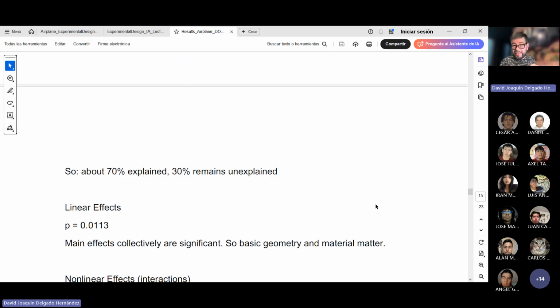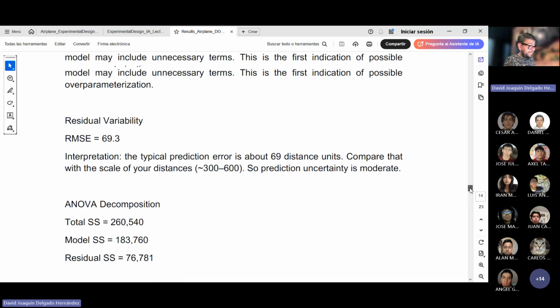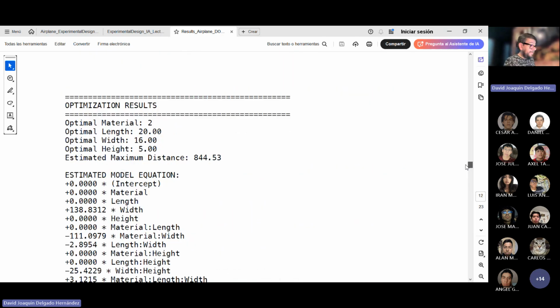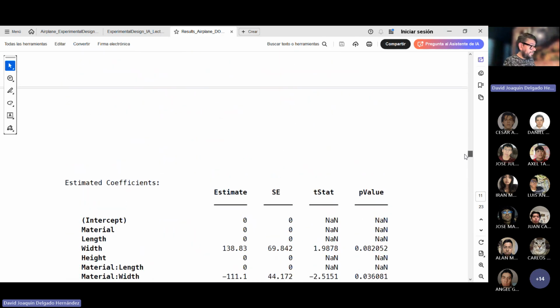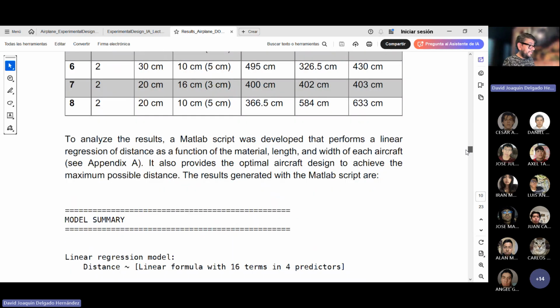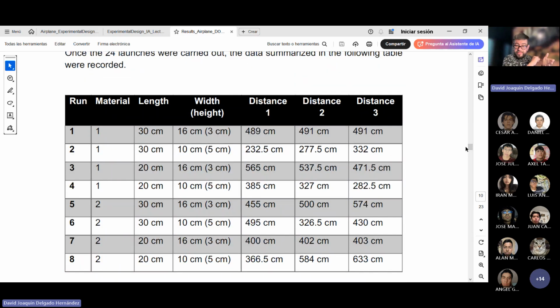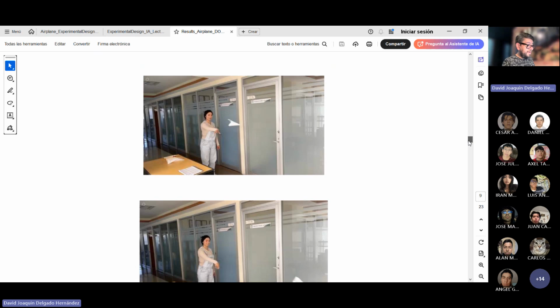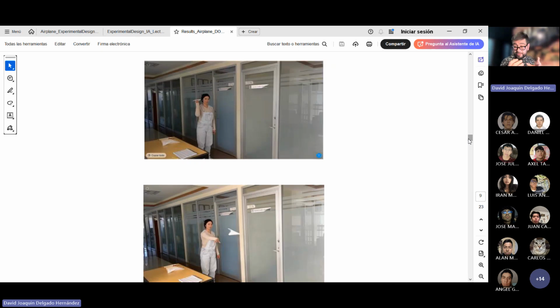Okay. Well, this is the proper design of experiment. This is a good model. You can see all the surface. You can see the coefficients. You can see the table when you record all the distances in a very systematic manner. And this is what you have to do when you are carrying out an experiment.